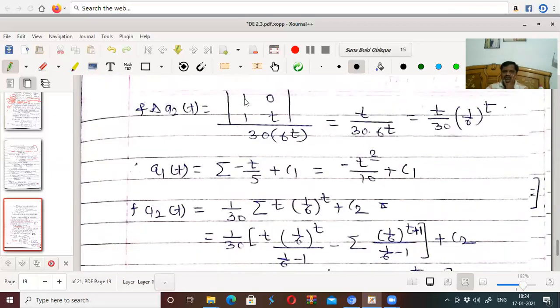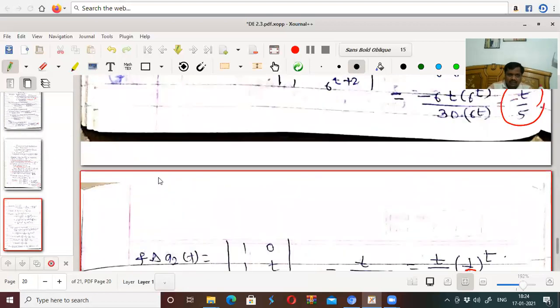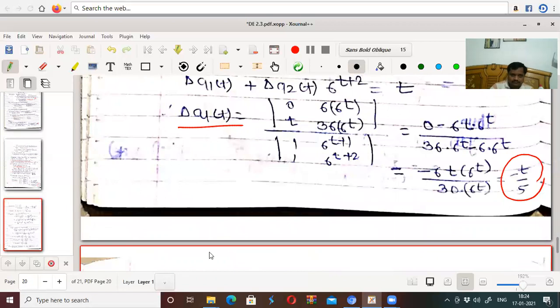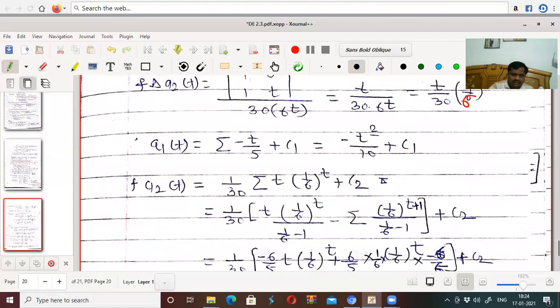Now this cross multiplication, t minus 0, so t upon 30 into 1 by 6 to the power t, 6 to the power minus t, or this is 1 to the power t upon 6 to the power t, that gives 1 upon 6 to the power t. Therefore, now what is a1(t)? Delta a1(t) is minus t by 5.